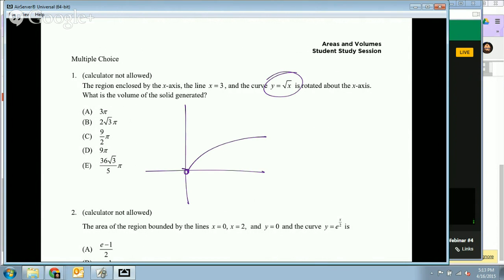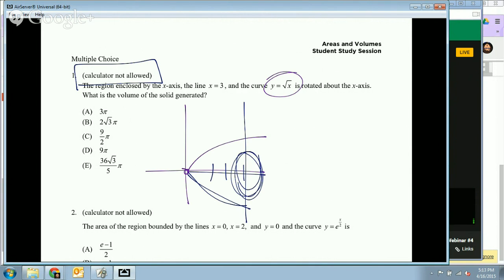They're telling me they're cutting this off at x equals 3. Now this is a calculator not allowed, and since 3 is not a perfect square, it's pretty predictable that you're not going to need that point of intersection if it takes a calculator. So you don't need to panic about that. They want to know if it's rotated about the x-axis, what is the volume of the solid that is generated? So I'm rotating about this x-axis right here.